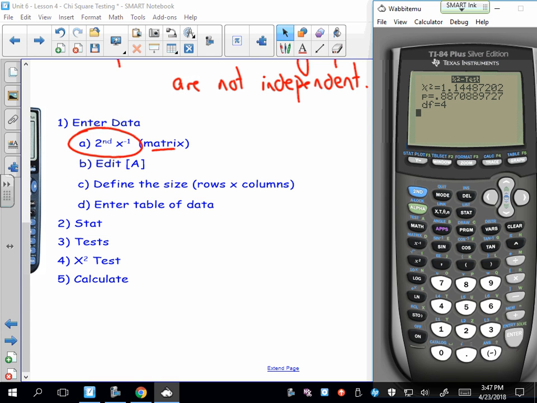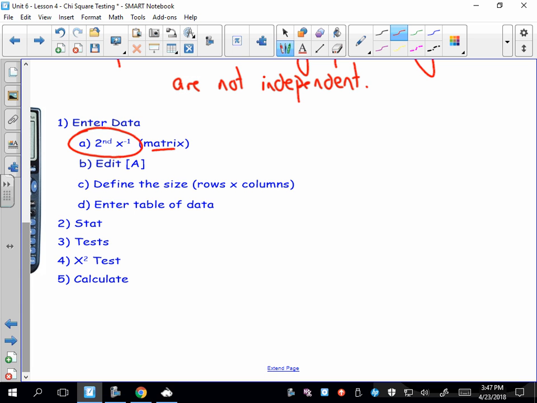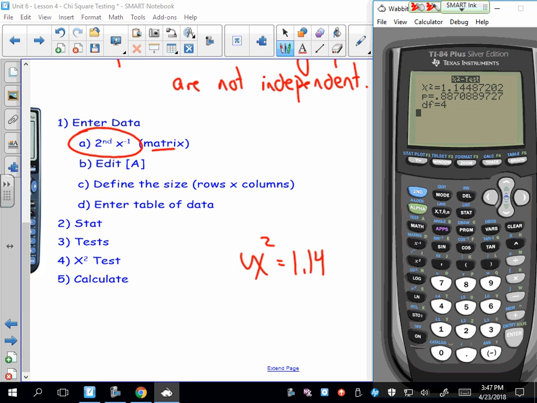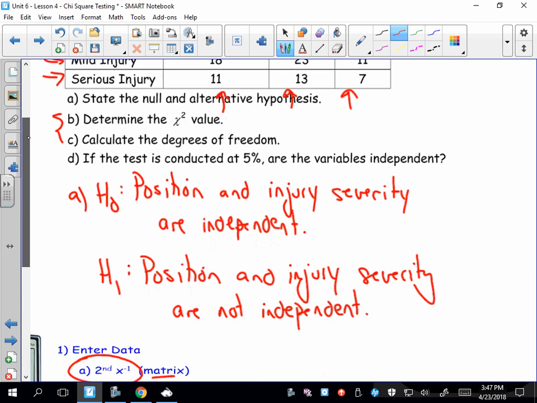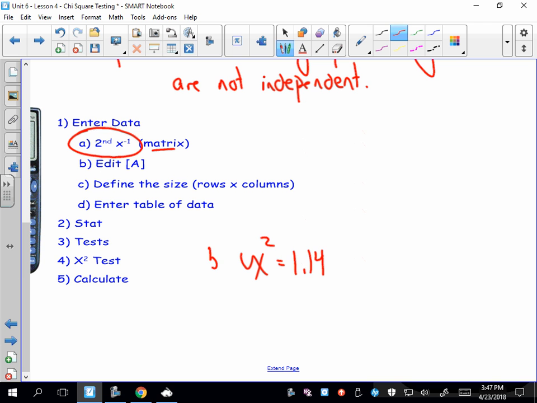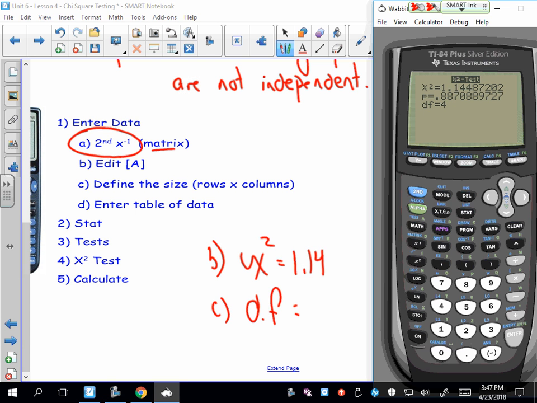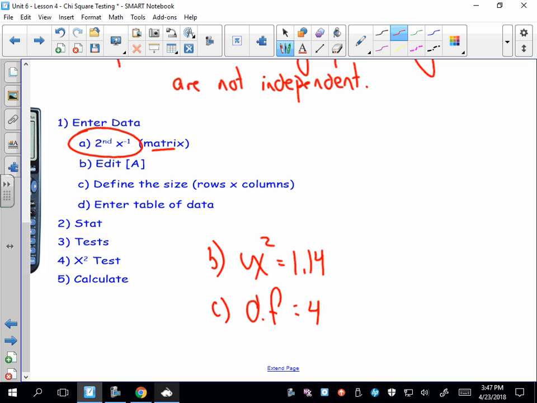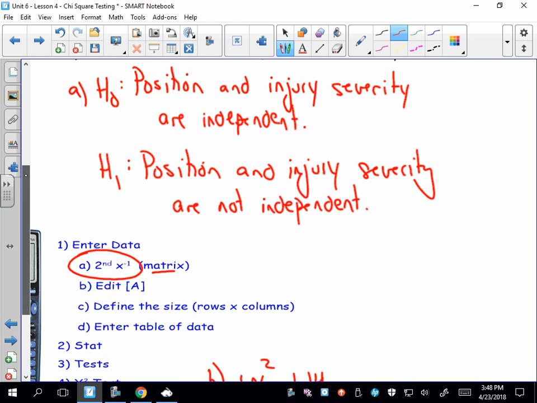Okay, chi-squared test. Chi-squared is 1.14. So, let's write that down here. My chi-squared is 1.14. You might have noticed underneath that it actually tells you your degrees of freedom too, in case you forgot how to do that. Okay, but it gives it to us. So part C, degrees of freedom, it told us it was 4. And I need that so I can look at my chi-squared table.